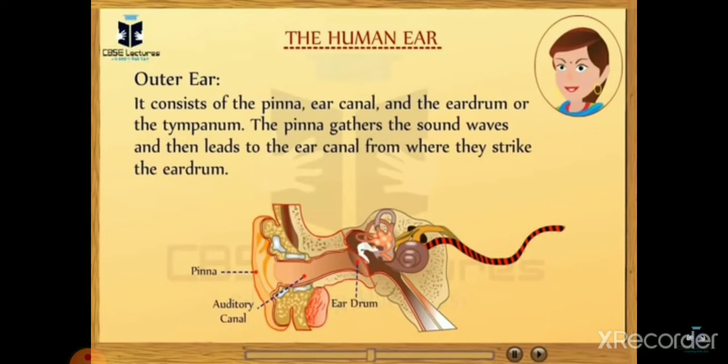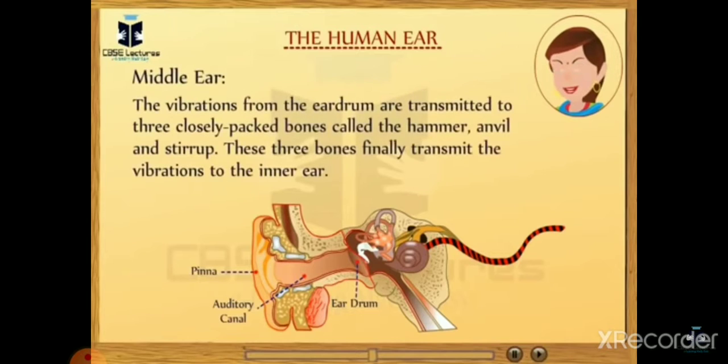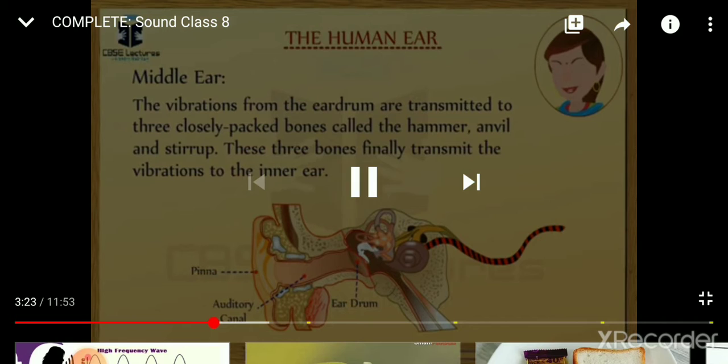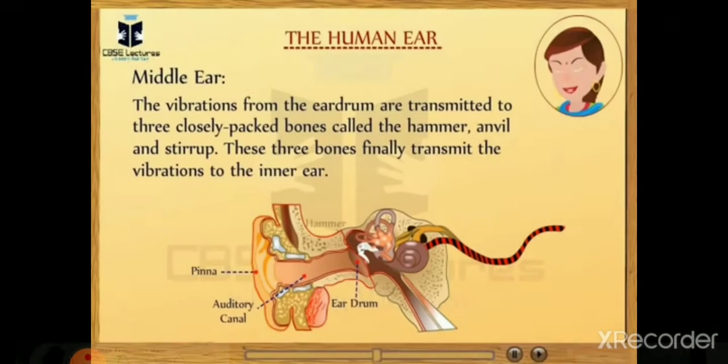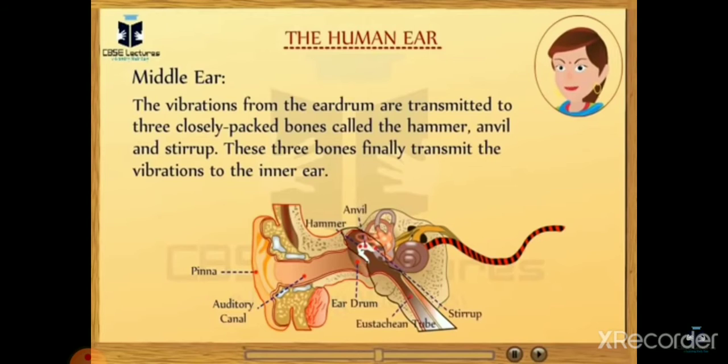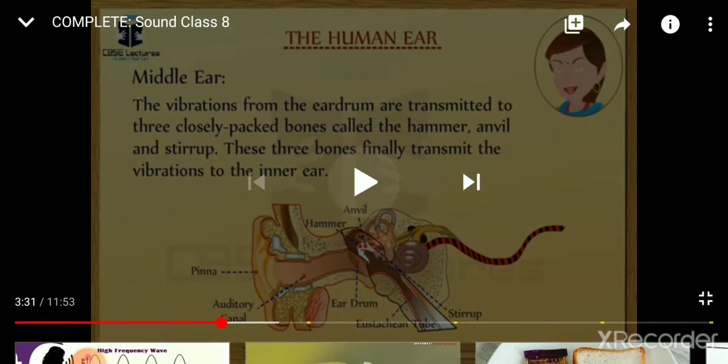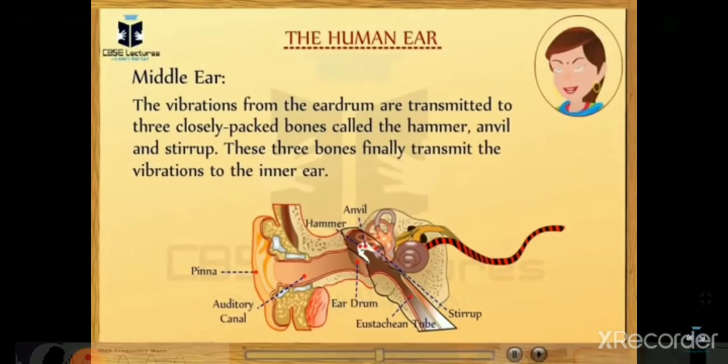And then we are studying the middle ear. You can see the middle ear in the figure. The vibrations from the eardrum are transmitted to three closely packed bones. You can see the three closely packed bones in the animation, that is hammer, anvil, and stirrup. Stirrup is the smallest bone present in our body, and these three bones finally transmit the vibrations to the inner ear. So we have talked about the outer ear and then the middle ear.